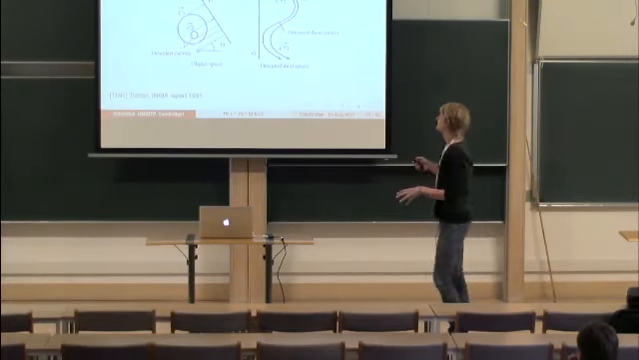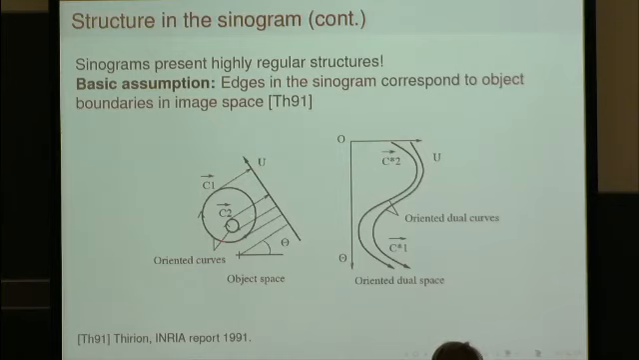Well, if you just look at this graphic example here, this is your object, okay? You have one disk and a smaller disk inside. If you look at the corresponding sinogram of just the boundaries of these two disks, you will get two lines in the sinogram. And the basic assumption in trying to detect edges in the sinogram rather than in the image space is that edges in the sinogram correspond to object boundaries in image space.